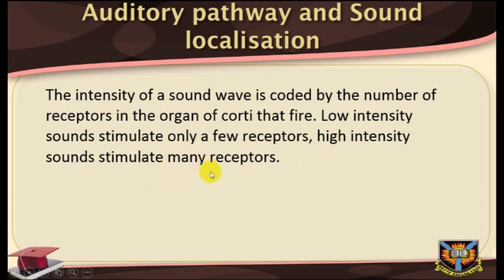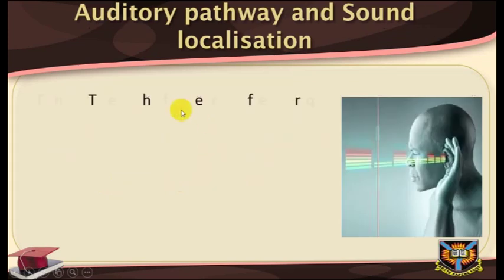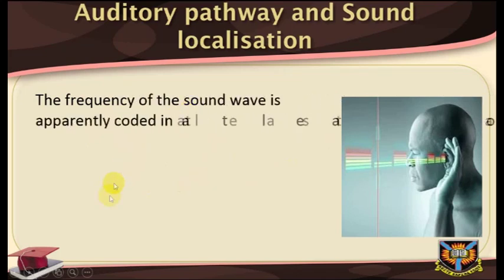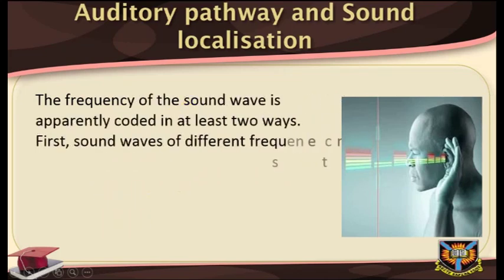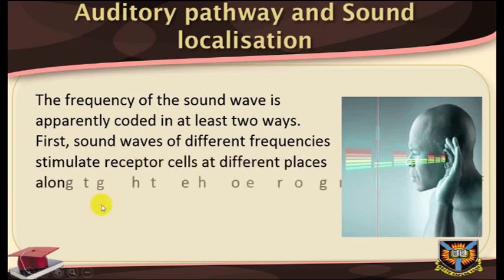The frequency of the sound wave is apparently coded in at least two ways. First, sound waves of different frequencies stimulate receptor cells at different places along the organ of Corti. Higher frequency waves stimulate the organ of Corti close to the oval window. Lower frequency waves stimulate it further along the cochlea, except for very low frequencies.